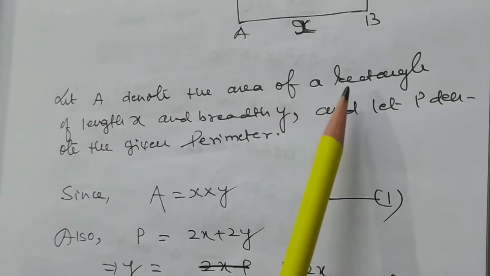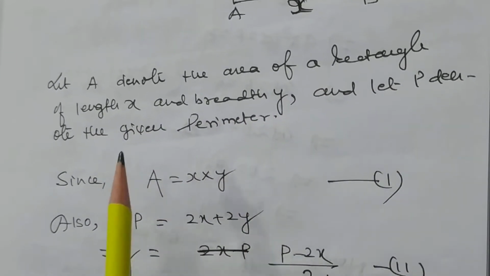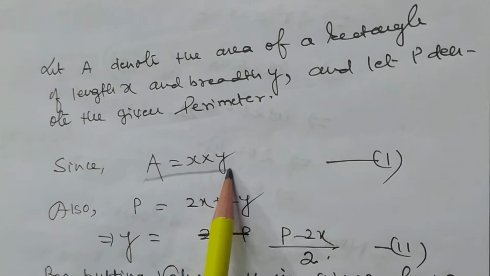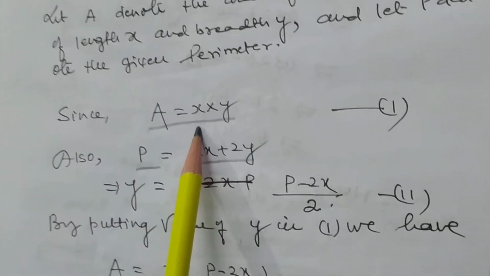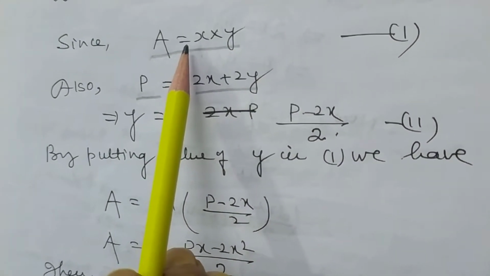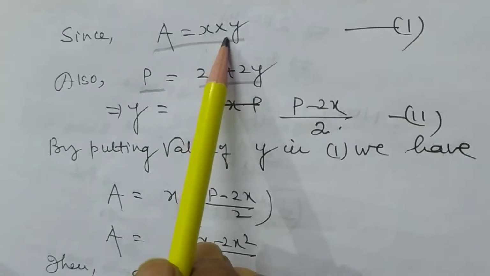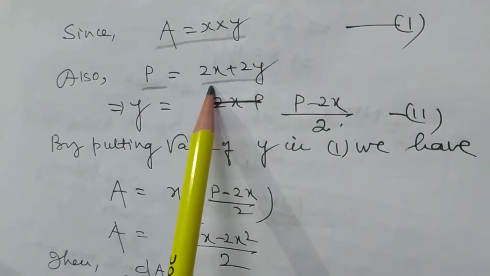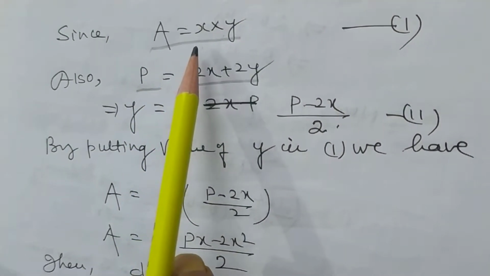Let A denote the area of a rectangle of length x and breadth y, and let P denote the given perimeter. Then area is equal to x into y and perimeter is equal to 2x plus 2y. You have to show greatest area. Here you try to understand carefully. So you change this equation first into one variable by taking help of the second. And you have to show d2a by dx square less than 0.